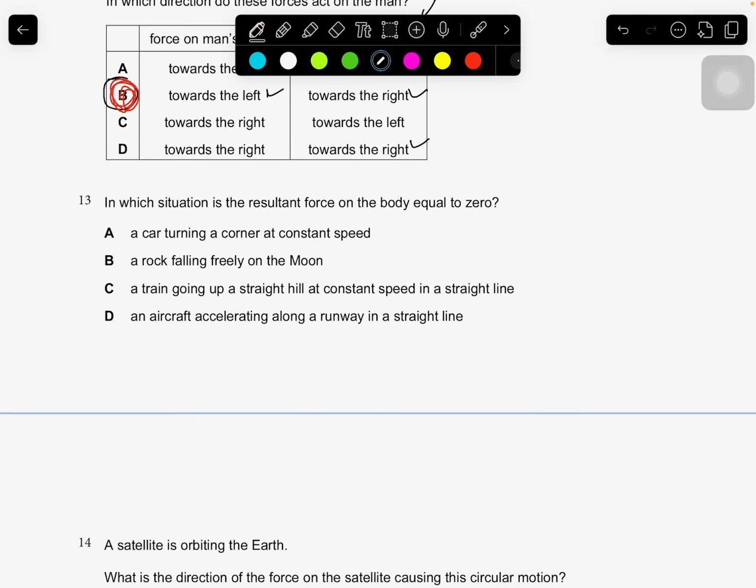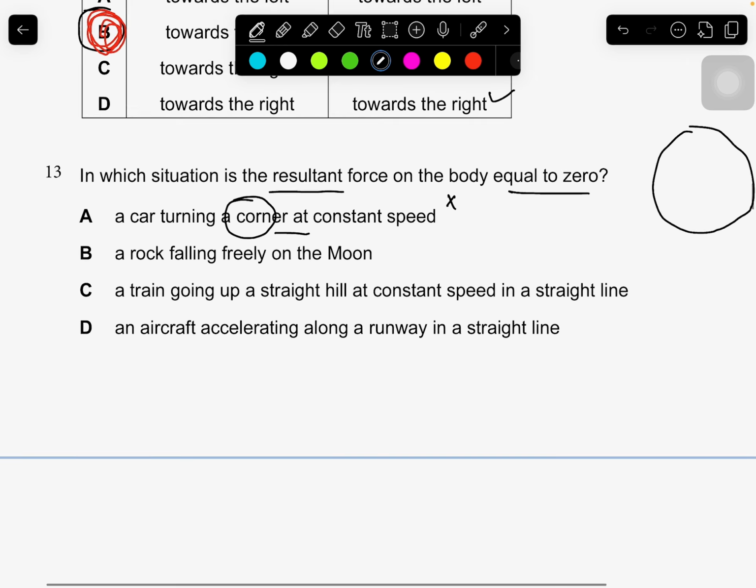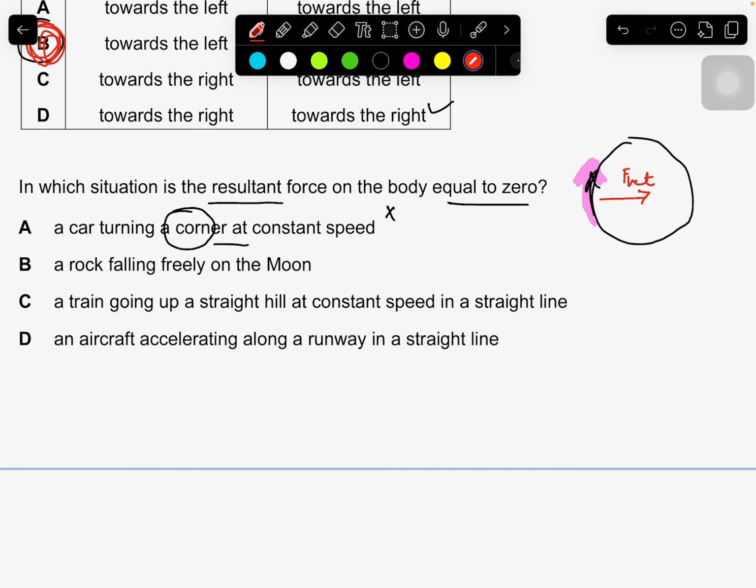In which situation is the resultant force equal to zero? A, a car turning a corner at constant speed? No. Turning a corner is basically part of a circle, right? So if a car is turning a corner, the force is going to be towards the center, so it's not equal to zero. F net is towards the center. So A is not the right option.